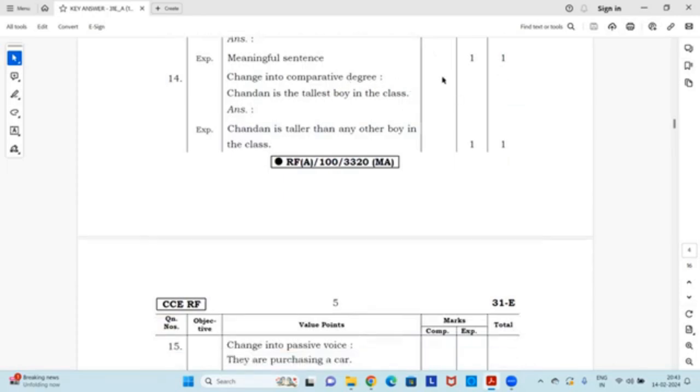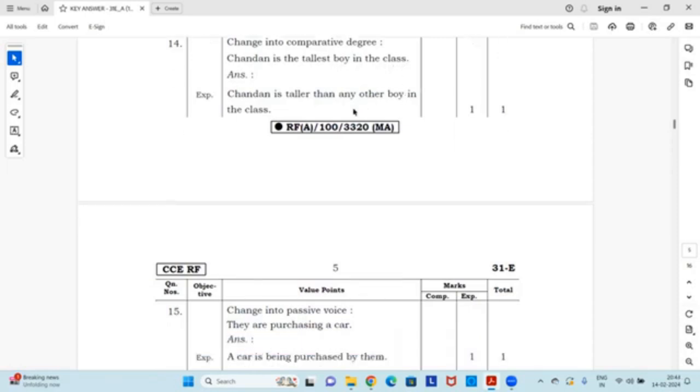Next, change into comparative degree. You have a sentence over here which is in superlative degree. You need to change it into comparative. So the sentence is Chandan is the tallest boy in the class. Tallest, it is a superlative degree. So how will you change it into comparative? Chandan is taller than any other boy in the class. Okay, so ER, this is comparative, EST is superlative. And just the word tall will be positive. So your superlative is given and you have to change it into comparative. So this is how you write the answer.